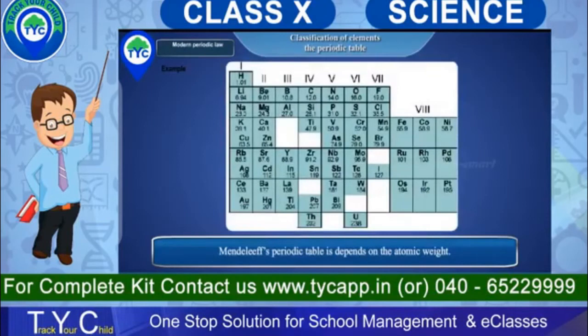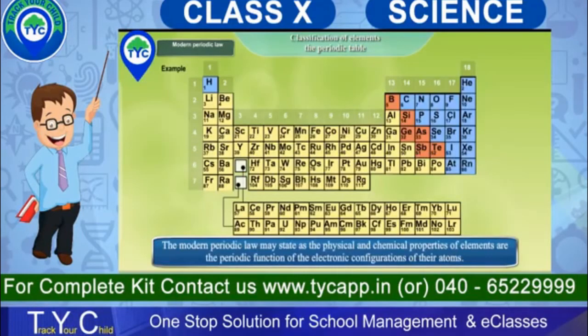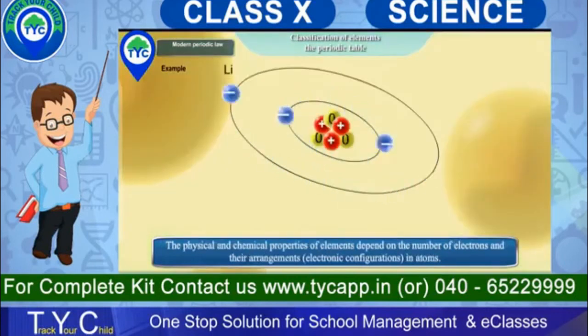Mendeleev's periodic table depends on the atomic weight. The modern periodic law may be stated as: the physical and chemical properties of elements are the periodic function of the electronic configurations of their atoms. The physical and chemical properties of elements depend on the number of electrons and their arrangements in atoms.